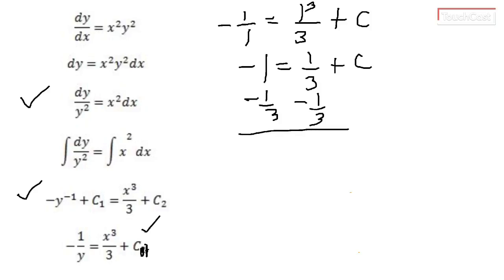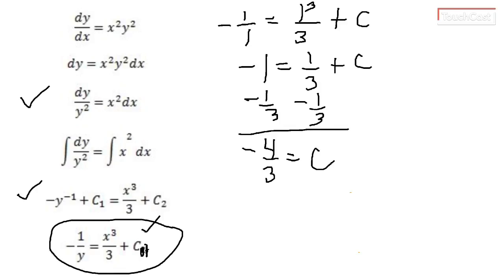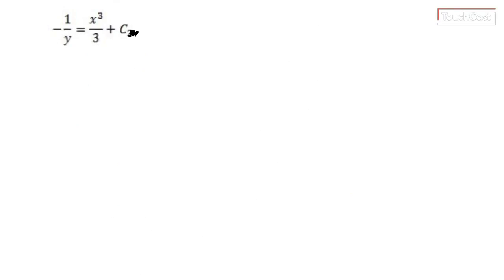And that tells me negative 1, take away 1/3, so negative 4/3 equals c. So here's what I do. I'm going to start with the equation I had down here, but now I know that c equals negative 4/3. So I'm going to jump all the way up to the top with this equation starting over, but I'm going to replace my c with negative 4/3. So I've got negative 1 over y equals x cubed over 3 minus 4 over 3.